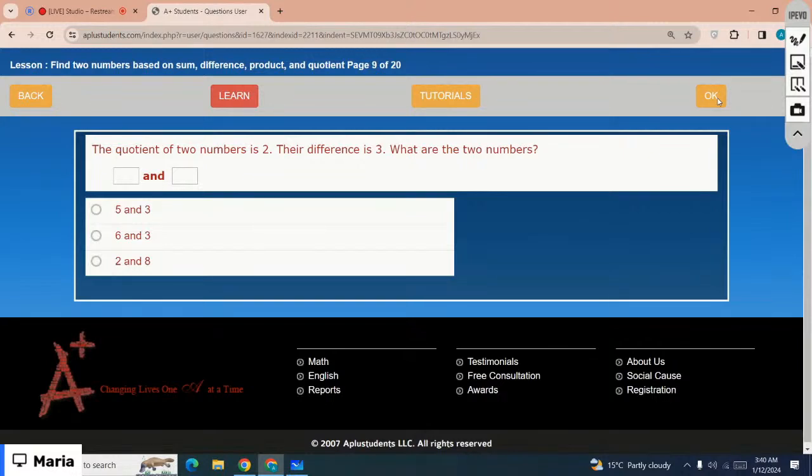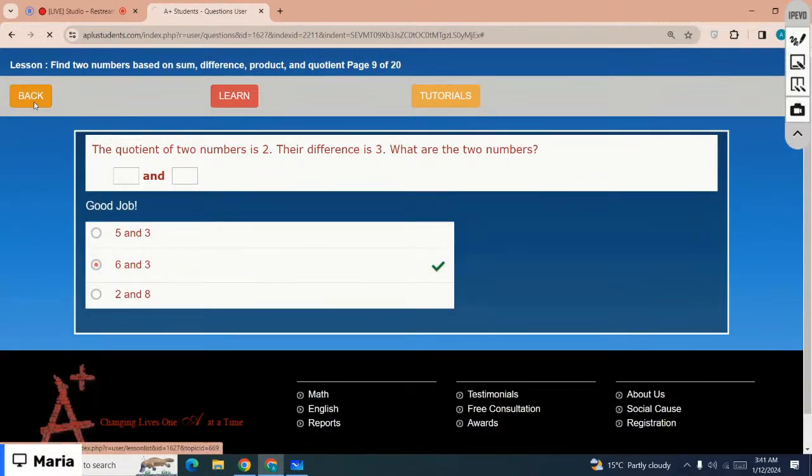The quotient of two numbers is 2. Their difference is 3. What are the two numbers? Which is the correct option? Yes, that is 6 and 3. The correct option is 6 and 3. Okay, you can complete the lesson by yourself later today.